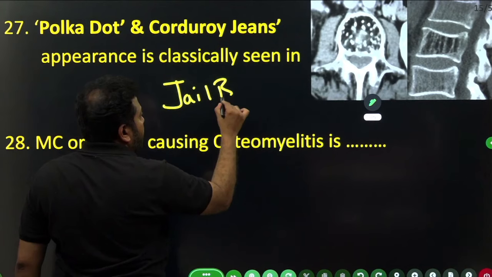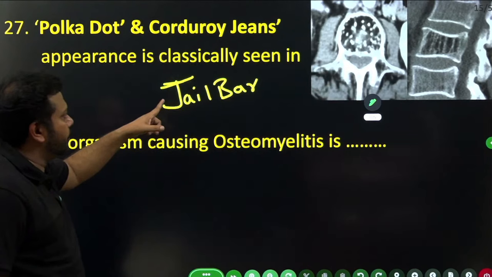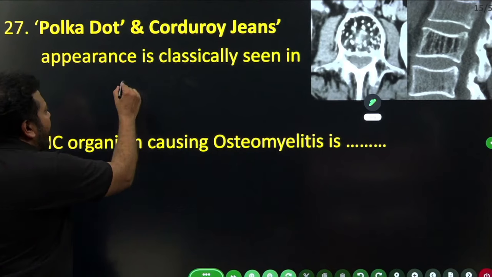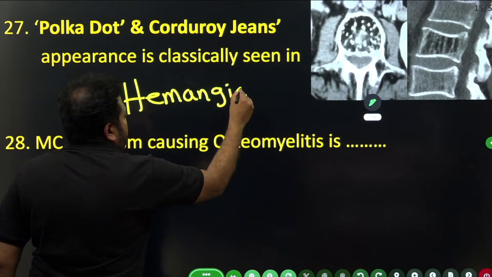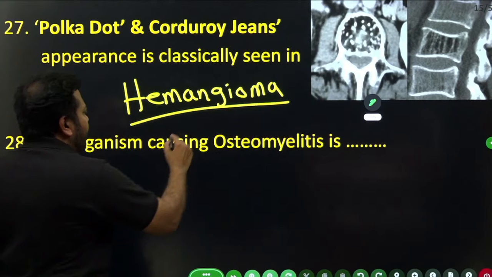Jail bar vertebra. Jail bar vertebra. So, look at that, like a jail bar, 1, 2, 3, like linear lines. Jail bar vertebra or polka dot appearance in the body of the vertebra is classically seen in hemangioma. Hemangioma, a vascular tumor. The point I want to stress, dear friends: the most common site of skeletal hemangioma is the vertebrae.